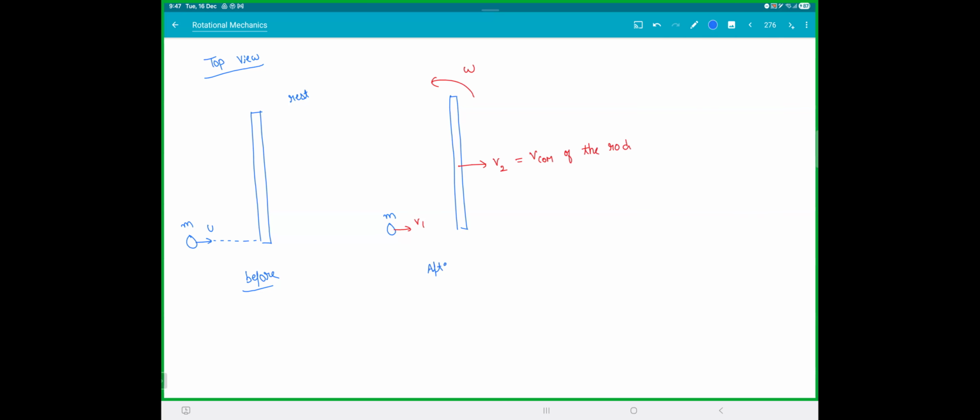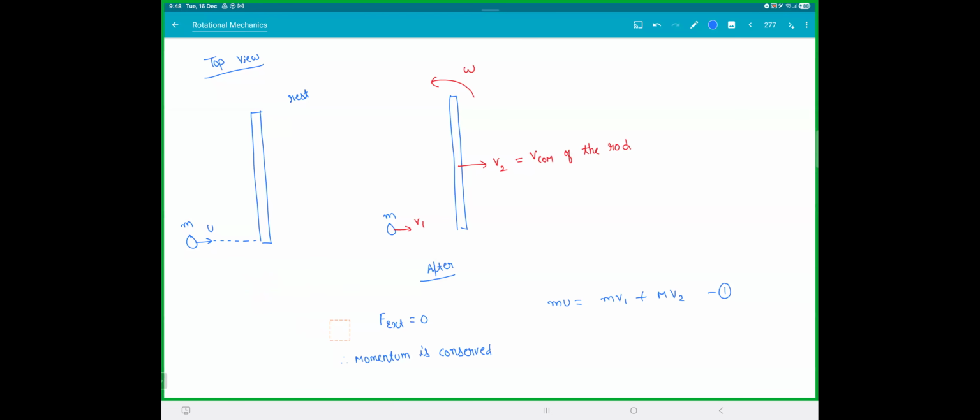Step 1. Are there any external force on the system? No. So I can conserve linear momentum. Initial momentum is mu. Final momentum is mv1 plus mv2. This is equation 1. That was straightforward.